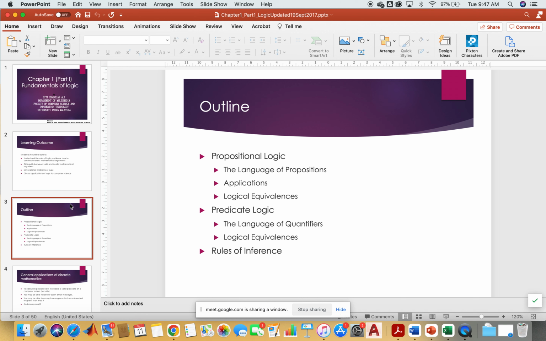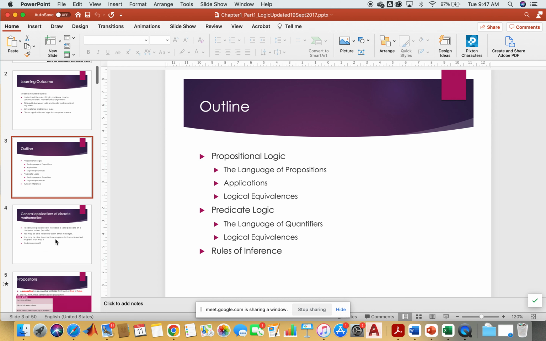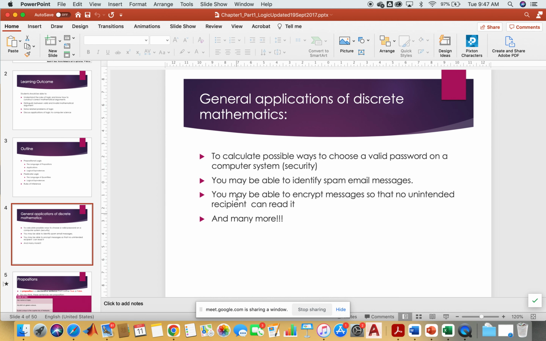Okay. So this is the outline. Propositional logic, the language, the application, logical equivalence, and then we will look into the predicate logic, the language of quantifiers, logical equivalence, and rules of inference. Okay? Alright. So this is the general application of discrete mathematics. Basically this is just general of this course.